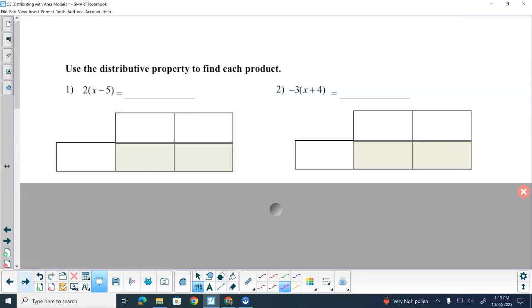So in this first one now, we've got 2. Our outside number is going to go in the single row. And what's inside our parentheses goes up here. So it'd be x and -5. I would split those two terms up, and I would make it be x and -5. Okay.